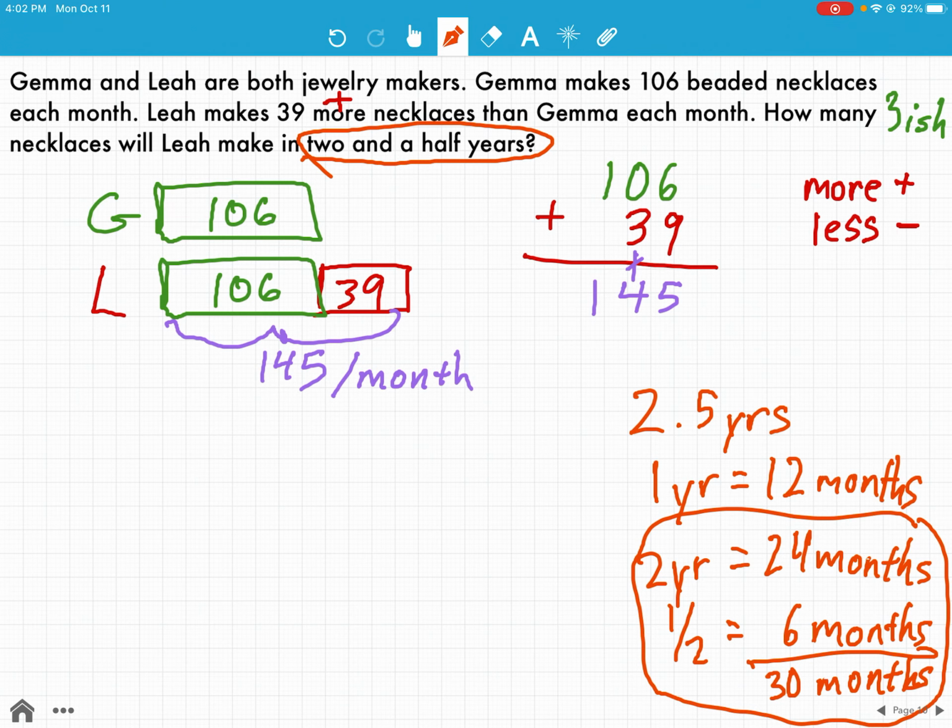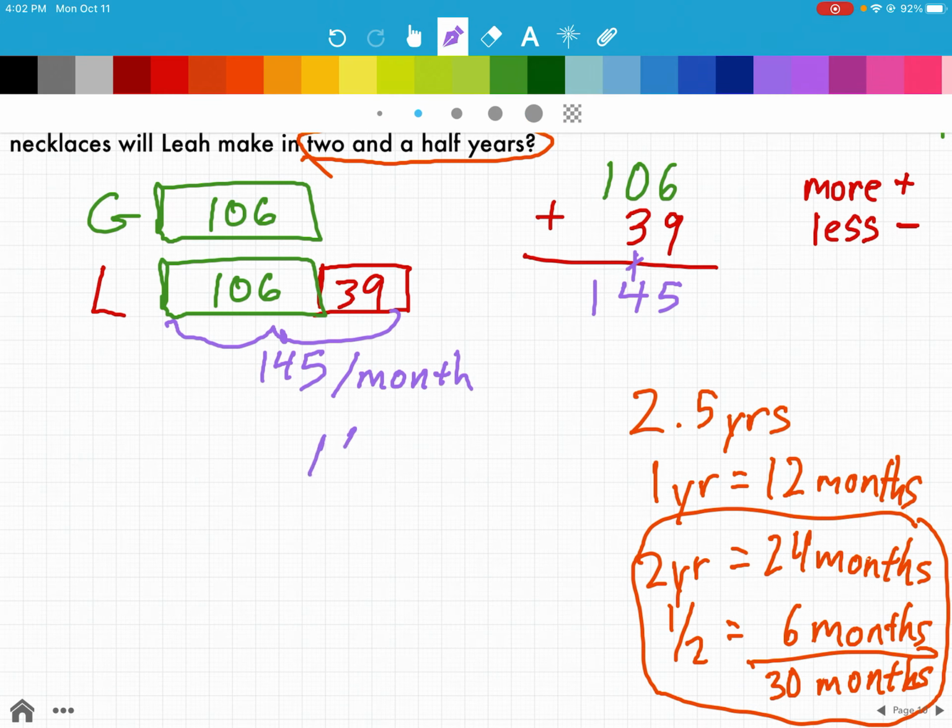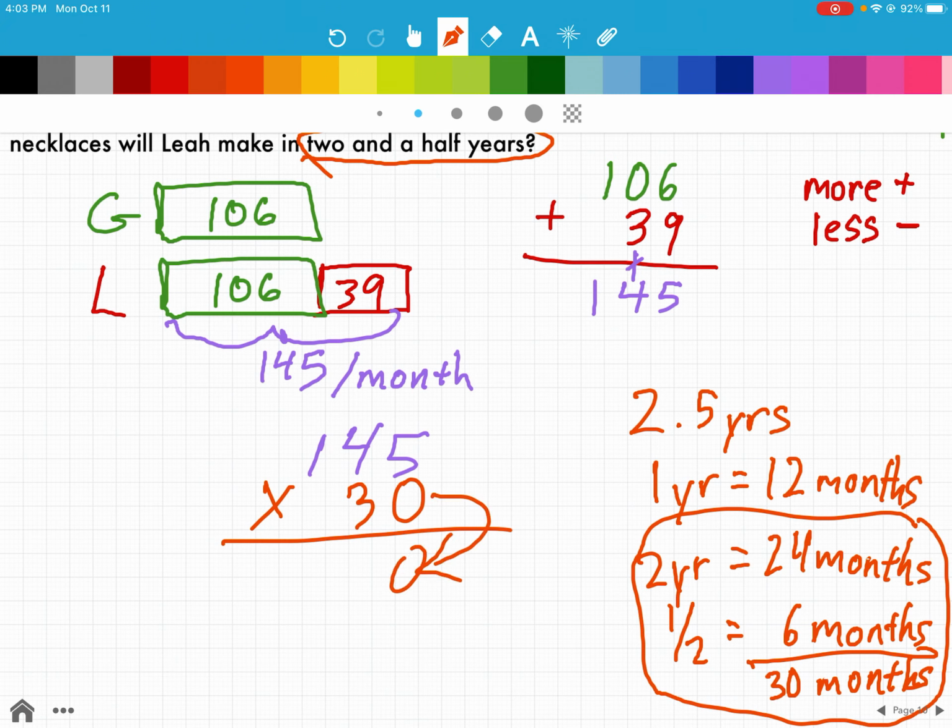So that's 30 months. If she makes the same amount each month, how many will she make in 2.5 years? So we're going to take our 145 and multiply it times our 30. Now 30 is very easy to multiply. Hopefully you can see it. It's just a 3 with a 0 behind it. For the homework, let's see what it says. It says in 3.5 years. So you're going to add another 12 to that, and you're going to have 12 more months. So that's going to be 42 months. Oh, I gave it away.